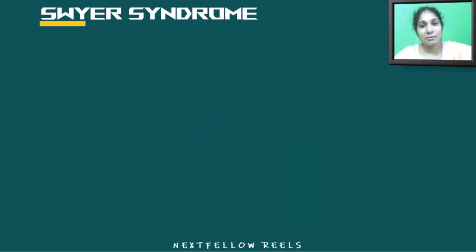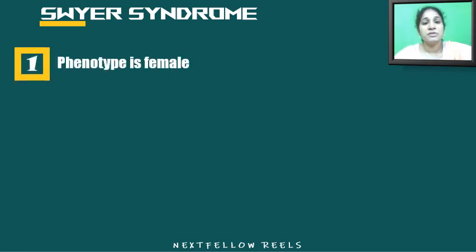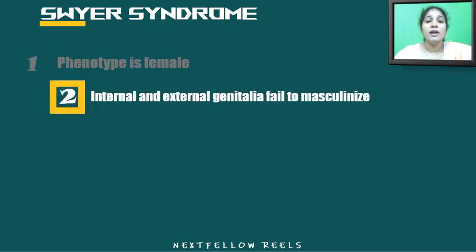So, let's discuss Swyer syndrome. The phenotype in Swyer syndrome is female despite the presence of the Y chromosome because the dysgenetic gonads produce neither AMH nor androgens. The internal and external genitalia fail to masculinize in these patients. The vagina, cervix, uterus and fallopian tubes develop normally.